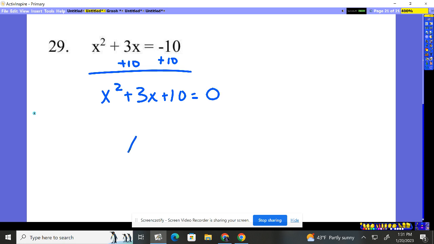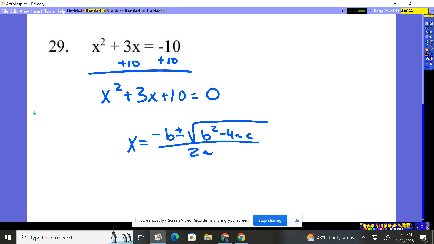Well, the quadratic formula is x is equal to the opposite of b plus or minus the square root of b squared minus 4ac, all over 2a. There we go. Okay, there's the quadratic formula since we have an equals sign in it.